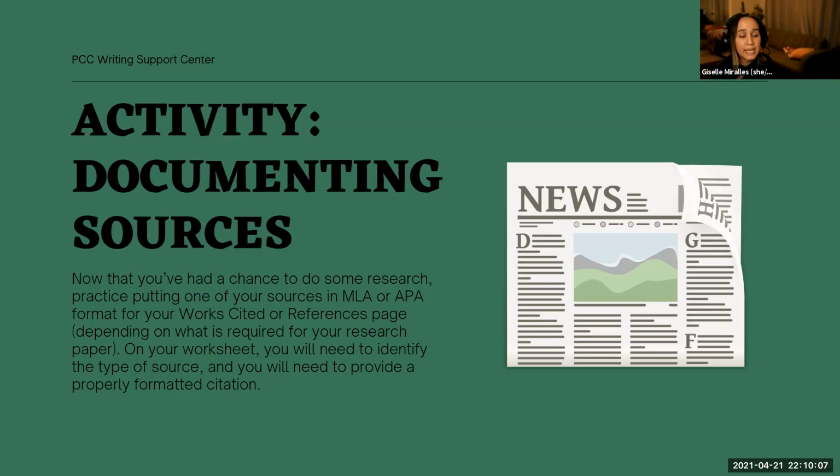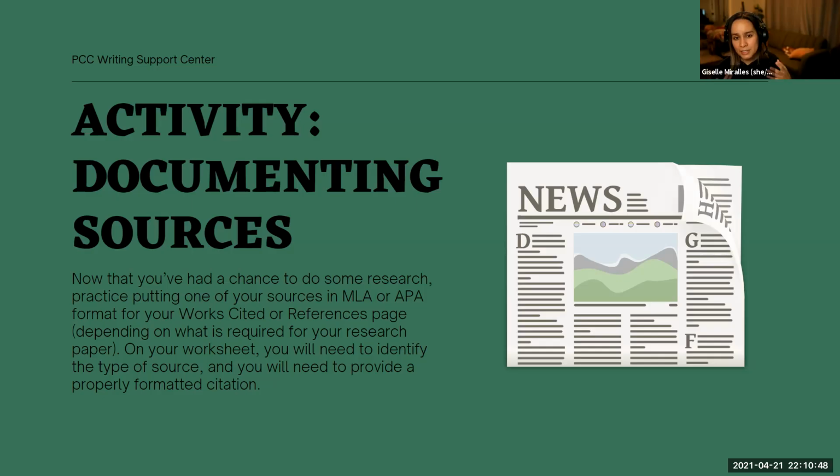On your worksheet, you will need to identify the type of source. So as I was showing you on the OWL Purdue website, I showed you the citation style for an article in a scholarly journal. Just specify which citation style you're using. So are you citing an article in a scholarly journal? Are you citing an ebook? Are you citing a page on a website? So just let your instructor know which type of source you're citing. You will then need to provide a properly formatted citation based on the format provided on the OWL Purdue website.